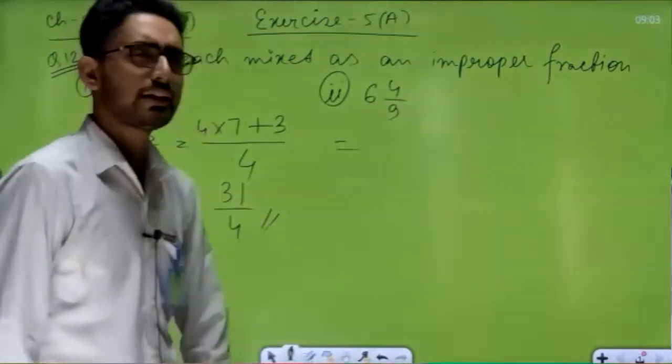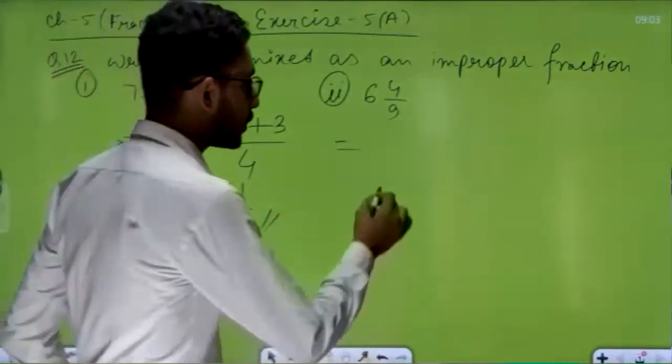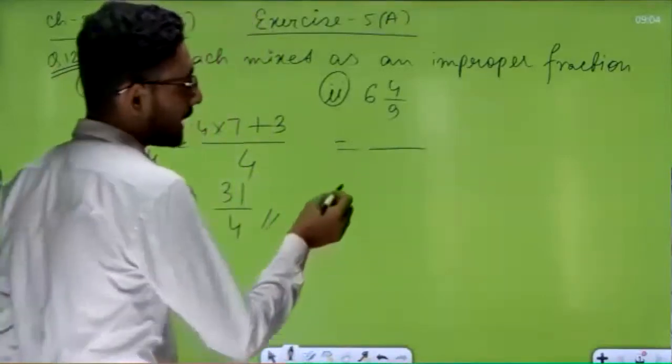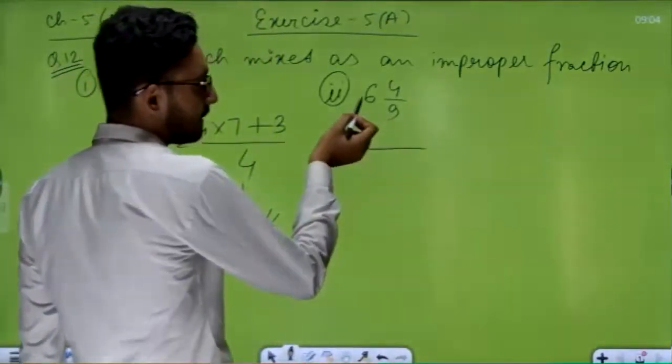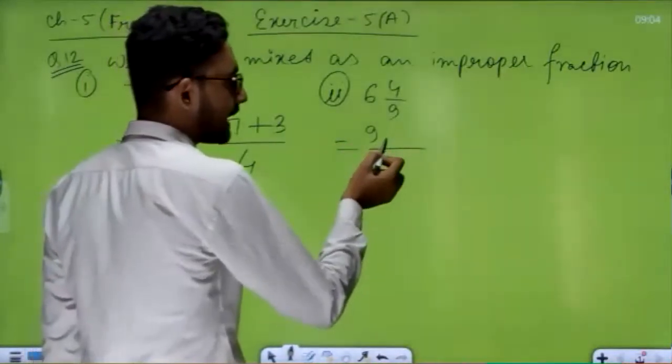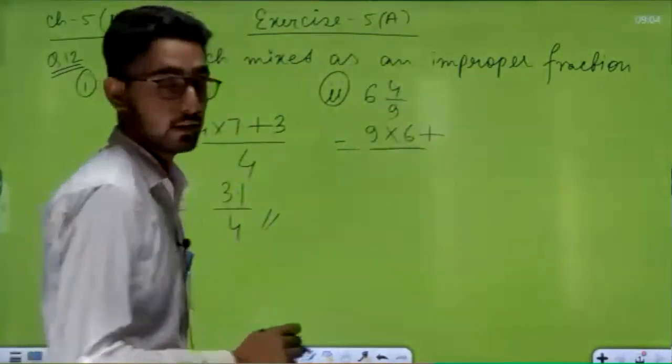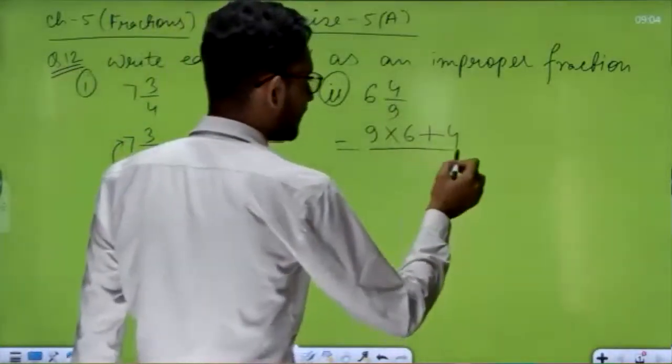Now in this question, we'll do it in a similar way. First of all, draw one line. Okay, now what do I have to do? We have to do 9 multiplied by 6. So all of you write down 9 multiplied by 6 plus which number? Numerator 4. Okay, and divided by how many?